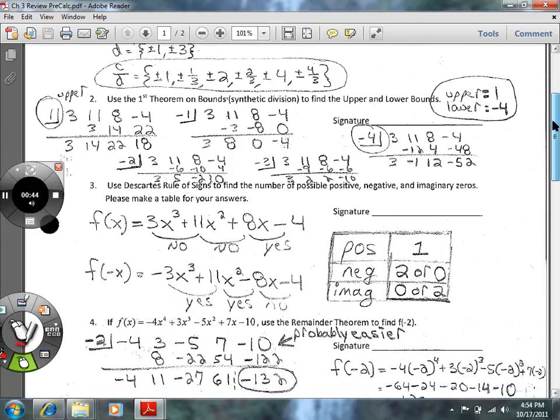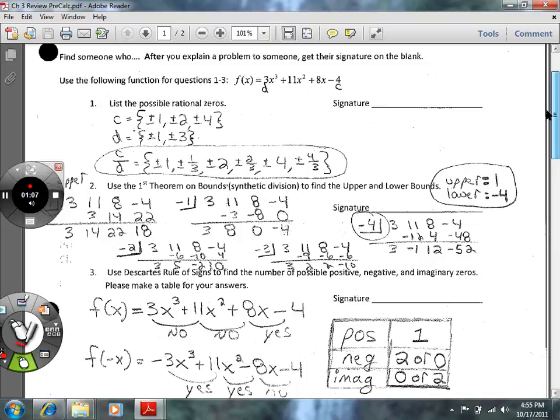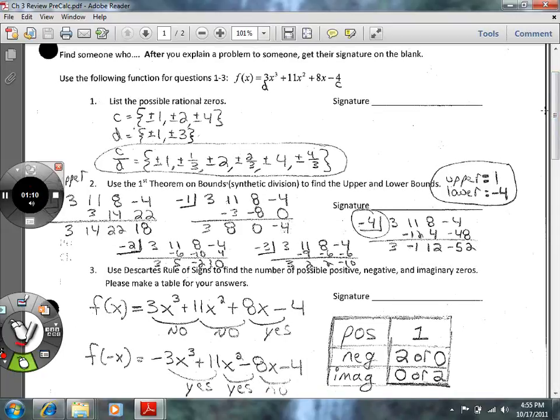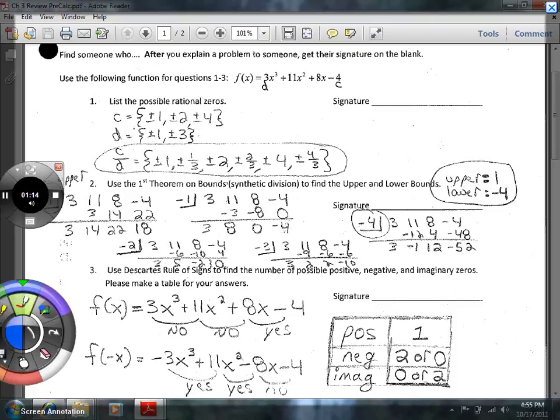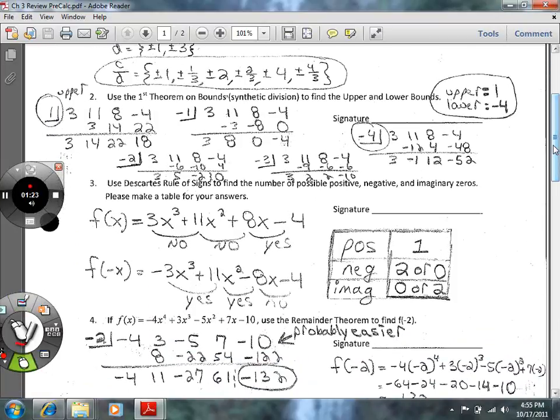Okay, number two, with bounds, you're trying to figure out where your real zeros can be found, on the upper end and the lower end. All of them need to be found within these x values. So it's a guess and check. I got lucky, let's say, and I tried 1, and that worked. So I used 1 as my synthetic division, and I am using that same function, 3x cubed, of course, this one. And then I'm looking to try to get all positives, and you can see I have all positives there: 3, 14, 22, and 18.